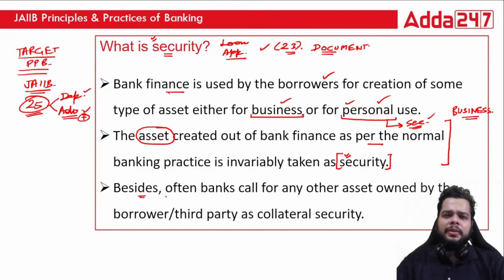Now, when we talk about the theory, besides this, banks often call for any other asset owned by the borrower or a third party as a collateral security as well. So what do we mean by collateral? You might have heard this term, collateral damage, right? That a particular damage has been created, the reason being that you are unable to fulfill the terms of a contract, and because of that a particular security is at stake, and this security will act as a recovery for the bank.